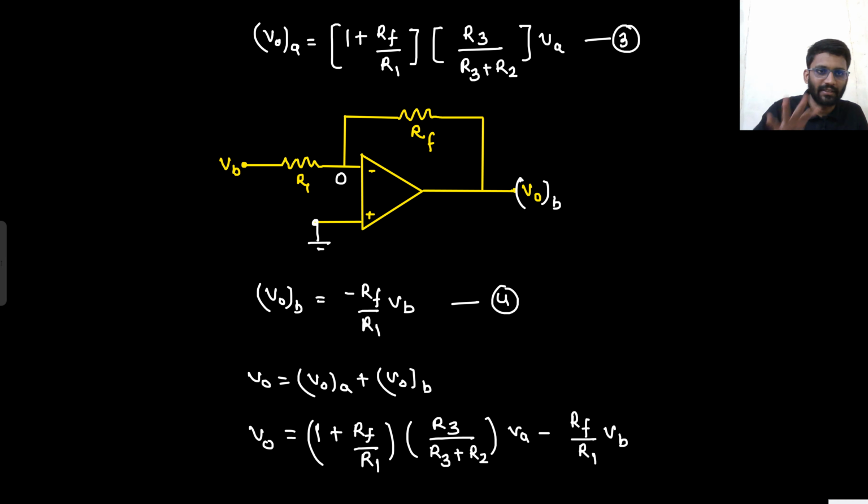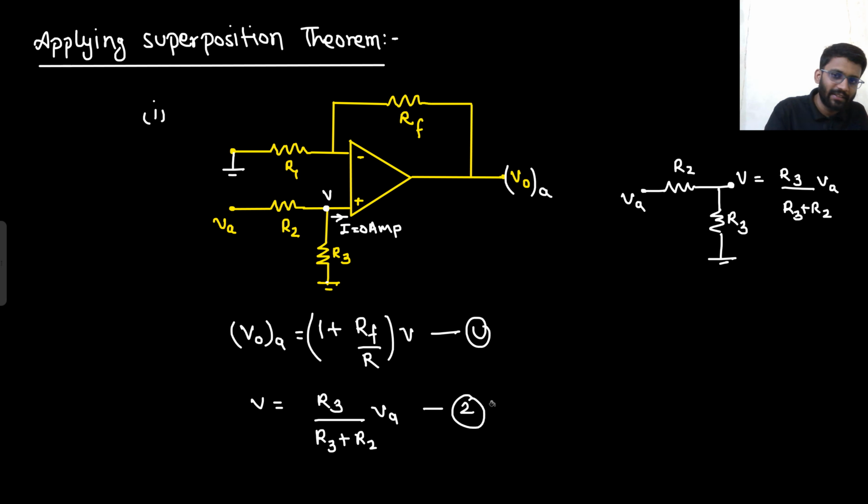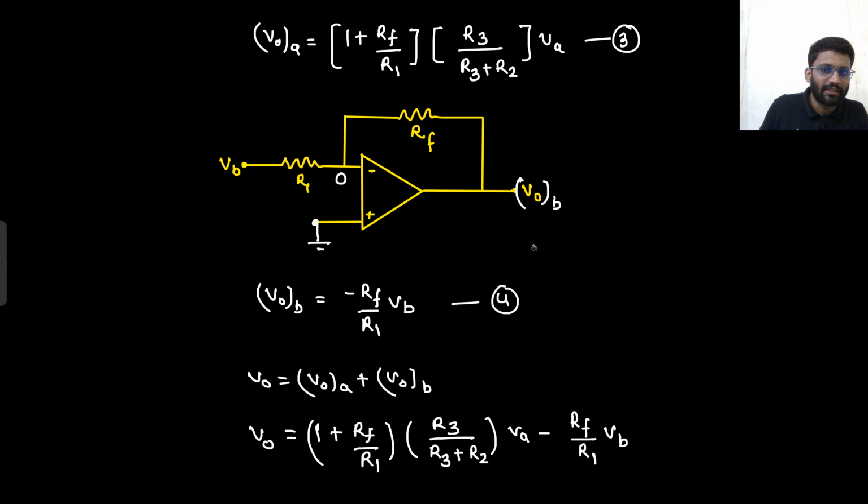First I consider VB, then I consider VA. Sorry, first I consider VA only. If I consider VA, then I could apply the superposition and the voltage division. Then I could write the gain as well. So R3 upon R3 plus R2 into 1 plus Rf by R1 into Va. That was the first gain, and then considering Vb, what was the gain? Minus Rf by R1 into Vb. So this was the final expression.